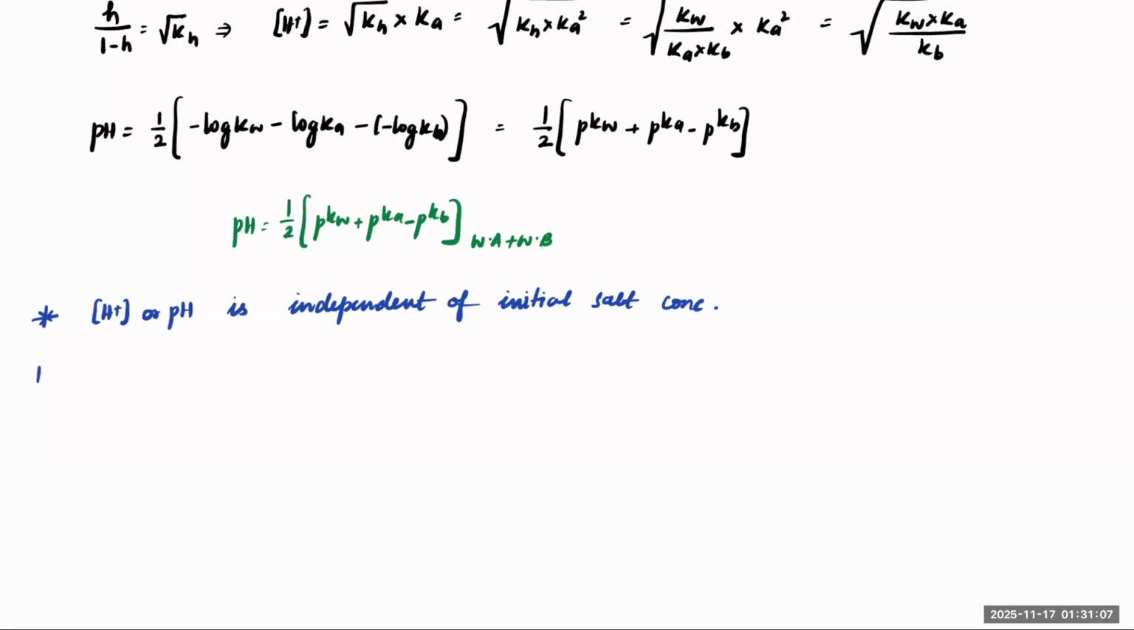Second is that assumption. Assuming CH3COO minus and NH4 plus make the same amount of hydrolysis.